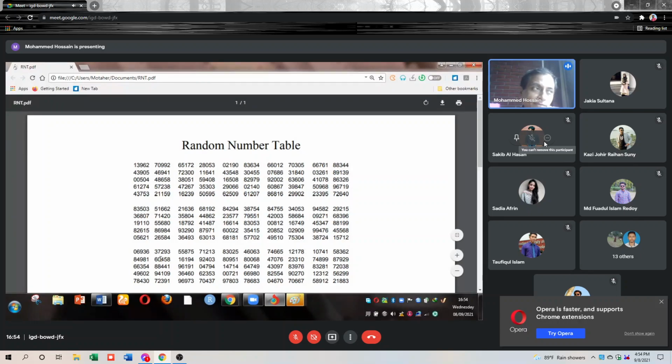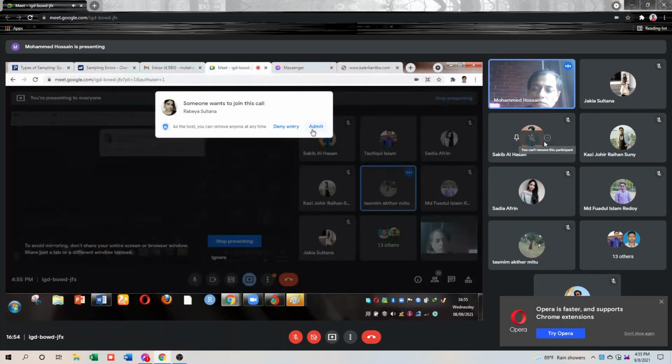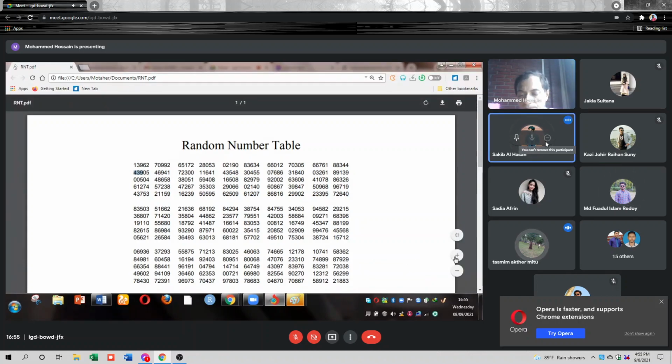So you can start from any page, any line, any row, any column. What are the first three digits? 139. Is 139 included in our table or not? Yes, sir. Then you can proceed horizontally, vertically, or diagonally. Suppose vertically, the next one is 439. Is 439 available?